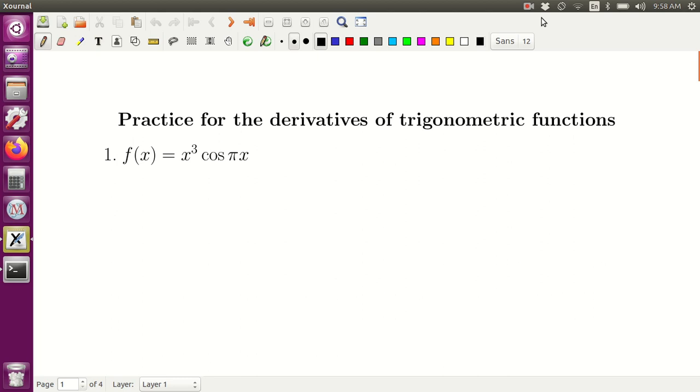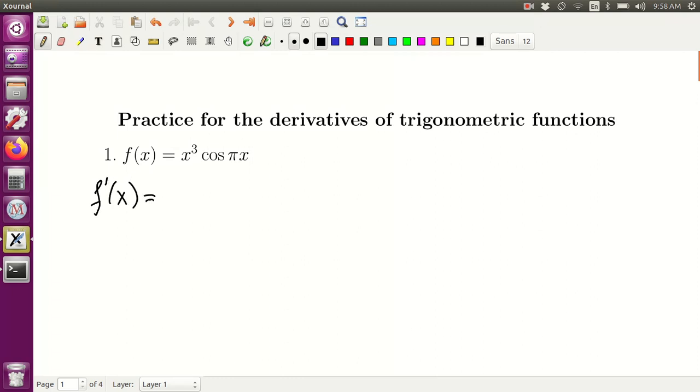Hello. In this video we'll do the practice for the derivatives of trigonometric functions. The first function we would like to find the derivative of is x cubed times cosine of pi x. So we would like to find the derivative of this function.